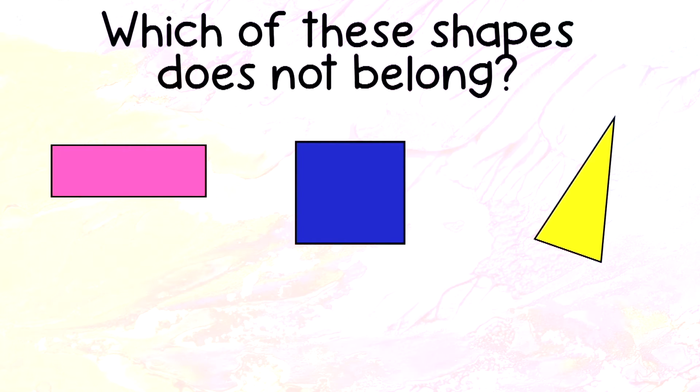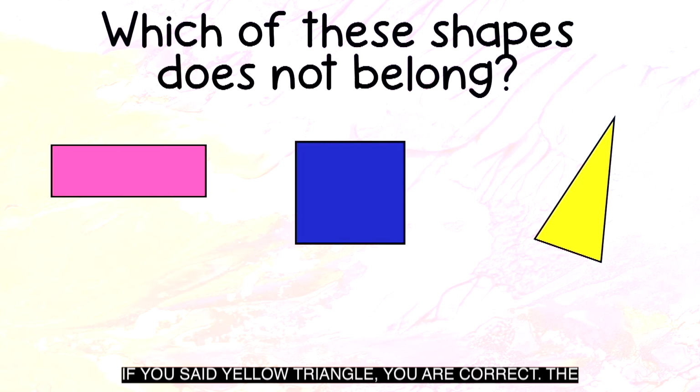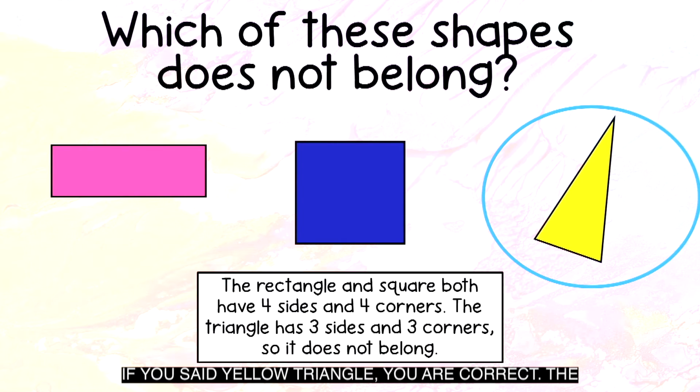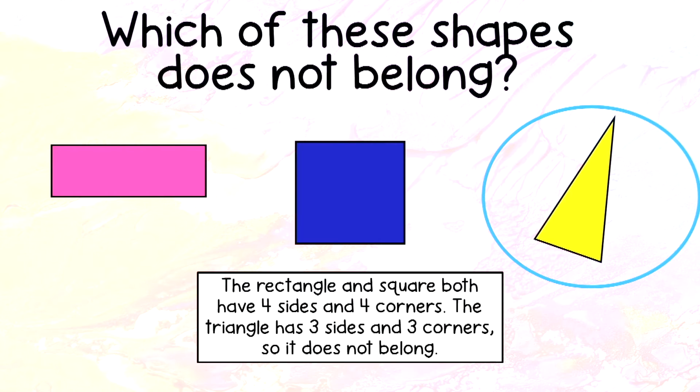Go! If you said yellow triangle, you are correct. The rectangle and square have 4 sides and 4 corners. The triangle has 3 sides and 3 corners. Since the rectangle and square have more in common, we can say the triangle does not belong.